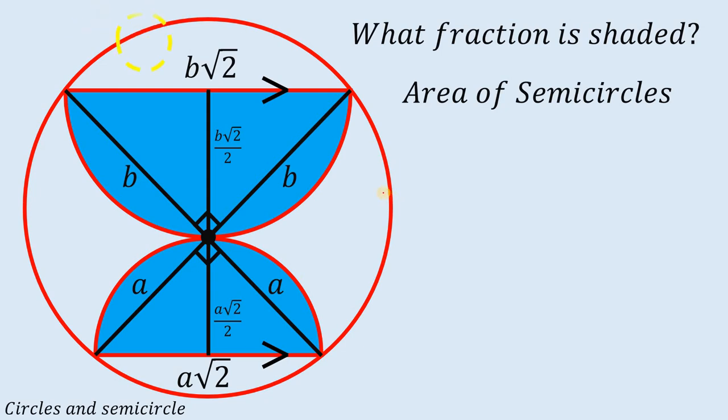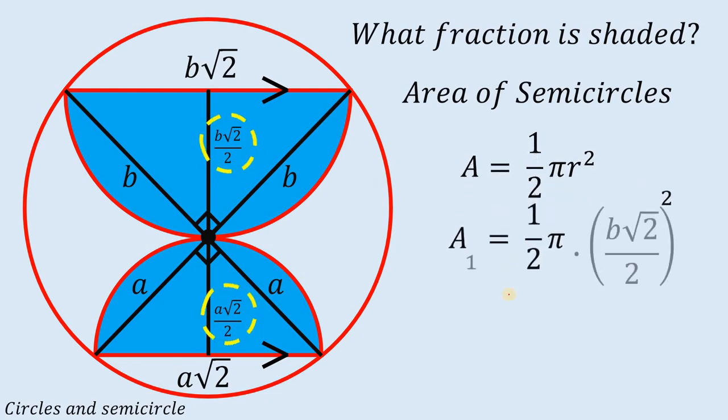Now, we are ready to find the area of those semicircles. And what we need is their radius. So let's first start with the area of this big semicircle. The formula to find the area of a semicircle is 1/2 multiplied by pi r squared. Now we know the radius of the semicircle. This is B times square root of 2 divided by 2.